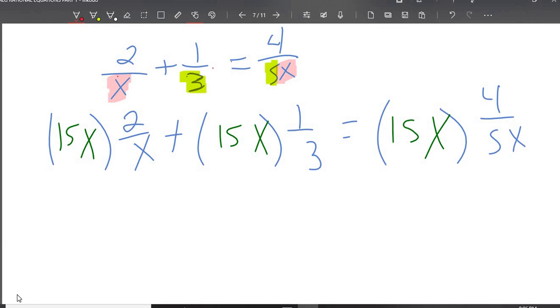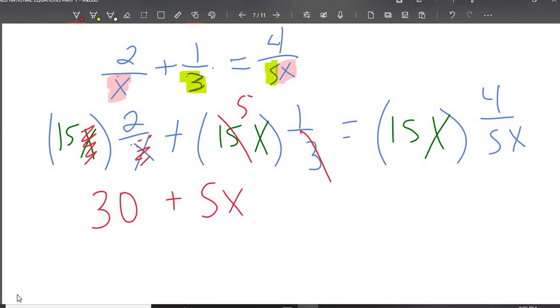Now comes our dividing. Do the same thing. The x in the denominator takes out the x in the parentheses. What you're left with is just 15 times 2, which is 30. This one, 3 goes into 15 5 times. We take the 5 and the x, multiply those together, get this.